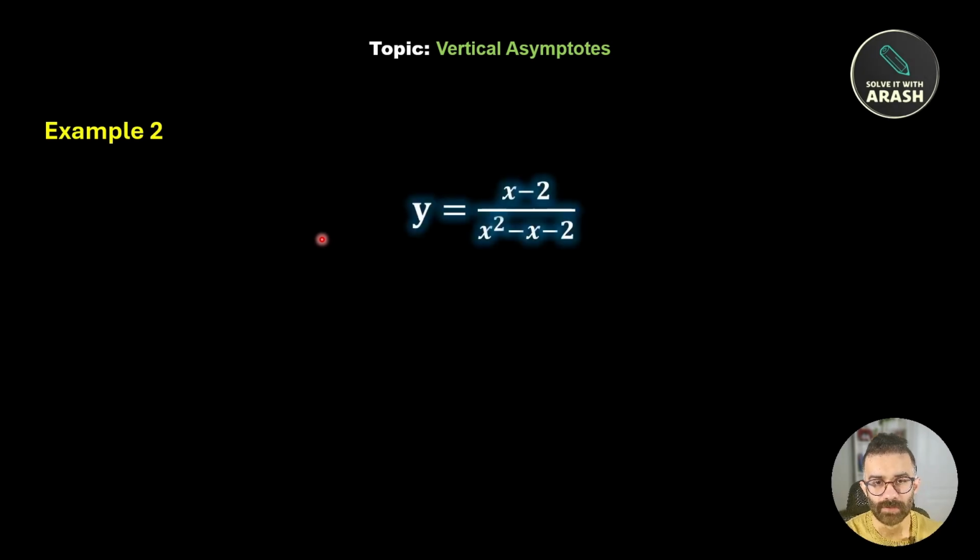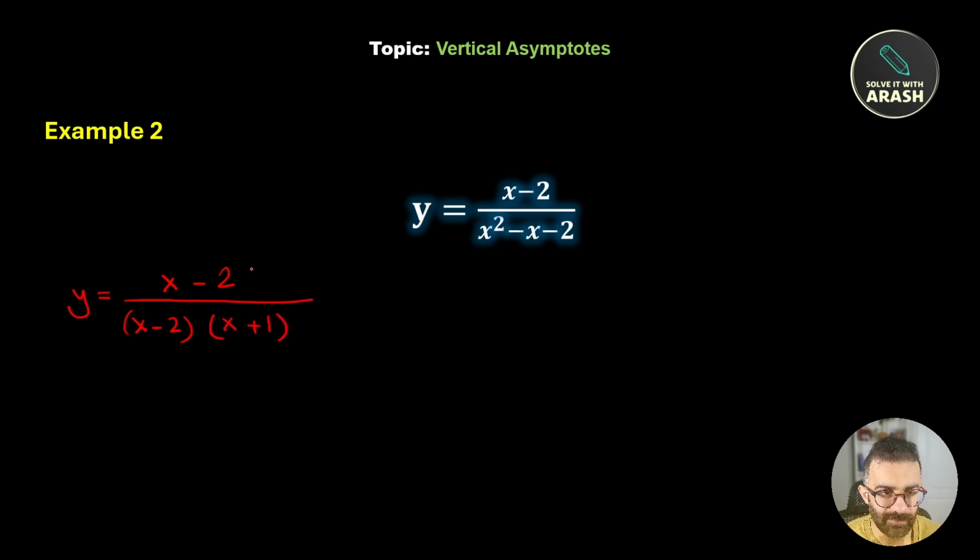Let's try another one. This time the function is a bit more complex. First step, I will factor the denominator. Now, as you can see, the factor of x minus 2 is in both the denominator and numerator, which means the 0 of this factor will make the numerator and denominator both equal 0. In other words, f of 2 is 0 over 0. This means at x equals 2, there is a point of discontinuity.